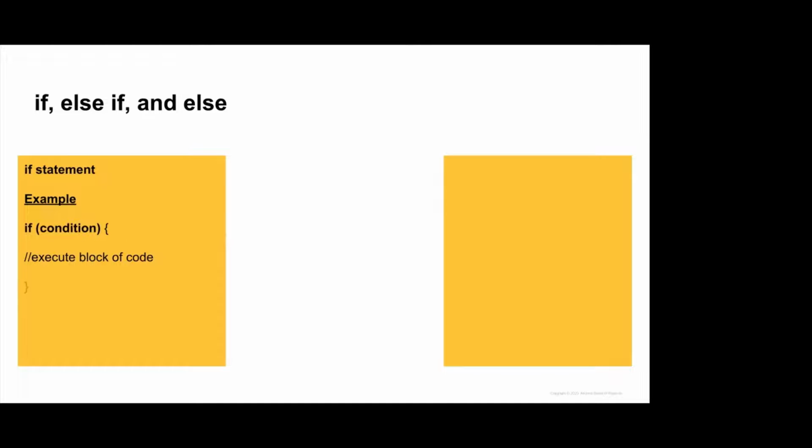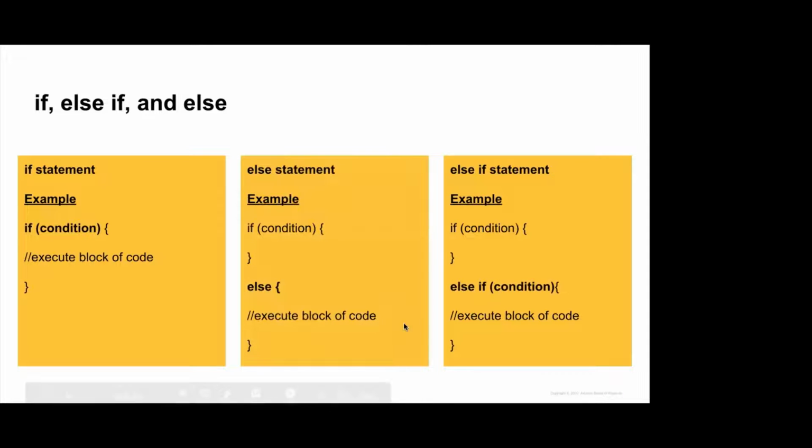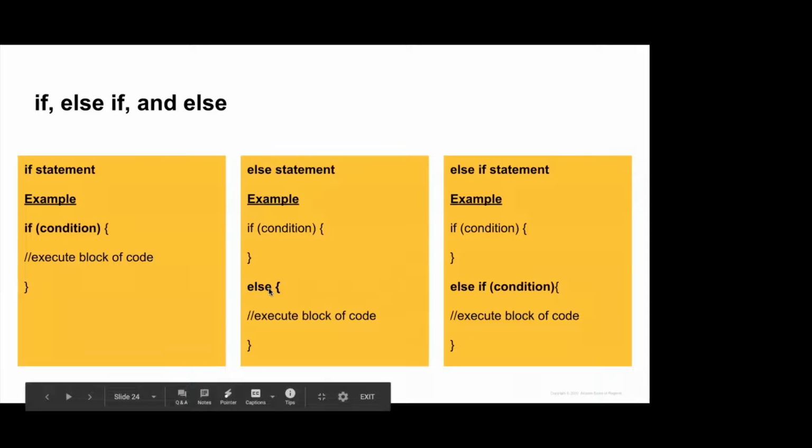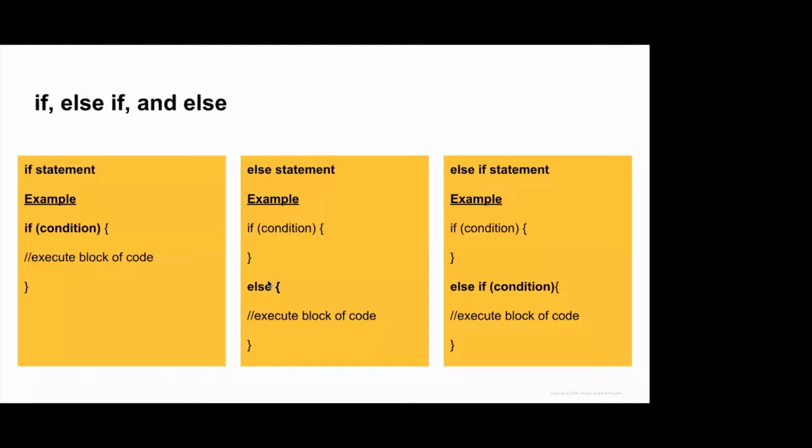And the second one is the if else statement. Basically, it just adds an else statement. First it will check the condition. If the condition is true, then execute the body part of the if block. If the condition is false, then it will execute the code that's in the else block of code.